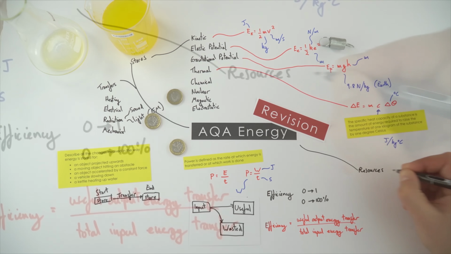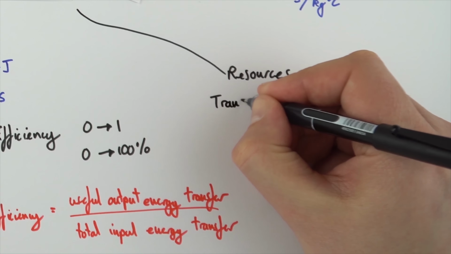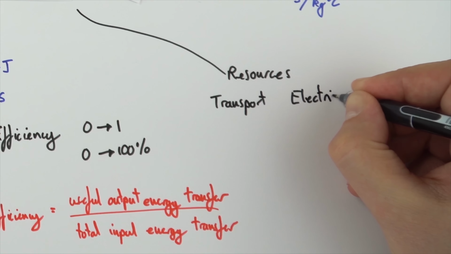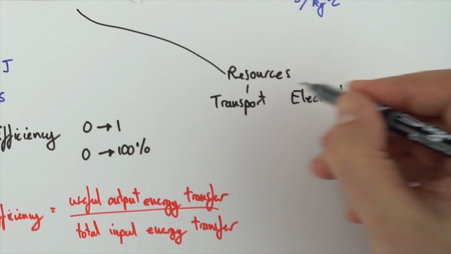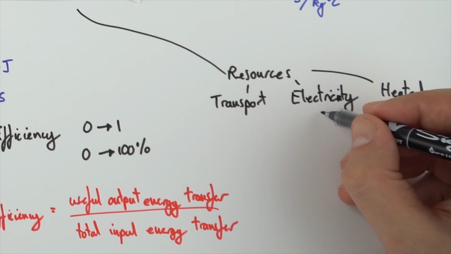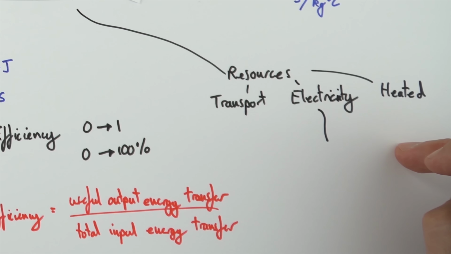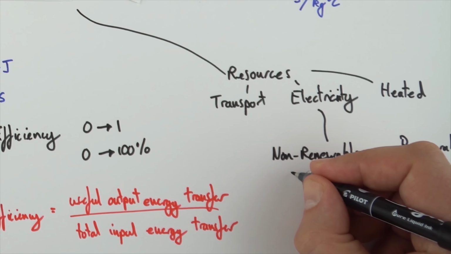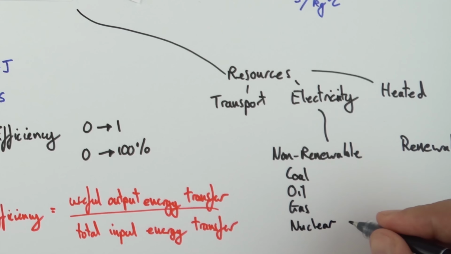And finally, we can think about energy resources. What we're talking about here is things that are maybe used for transport, for example, cars. We might think about electricity generation. And finally, we can also use these for heating our homes and businesses. What we then need to do is think about different ways in which we can generate electricity. There are two main categories: non-renewable and renewable. Non-renewable resources, once they're used up, we can't replenish them. So we're thinking about coal, oil and gas, as well as nuclear fuels. And when we talk about nuclear fuel, we're often thinking about uranium or plutonium.